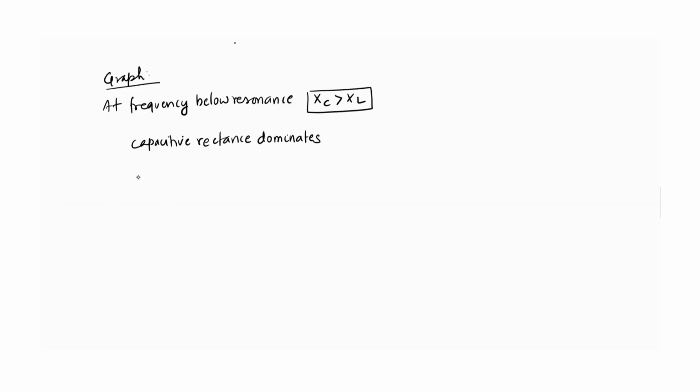So it means that the voltage lags current. So this is to be noted. And phi is between 0 and minus 90. So we have discussed this.